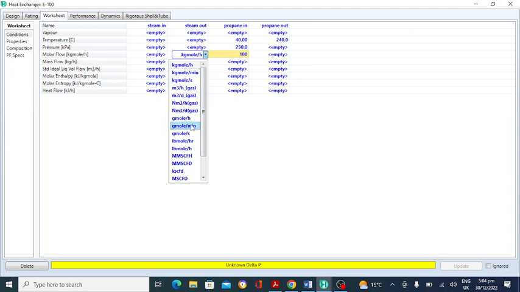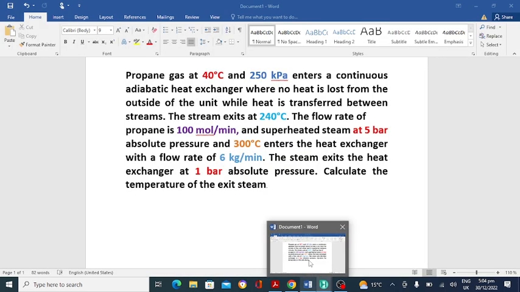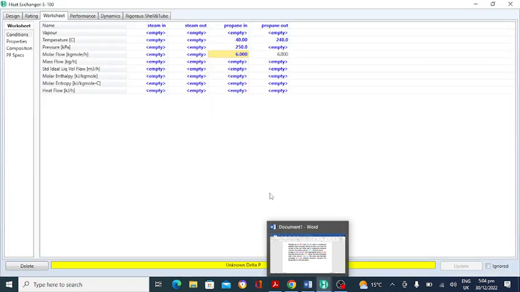100 mole per minute. It is okay. 6 it is equal to 6 kilogram mole per hour. Propane inlet molar flow rate is 100 mole per minute, and superheated steam at 5 bar absolute pressure and 300 degrees centigrade enters the heat exchanger.